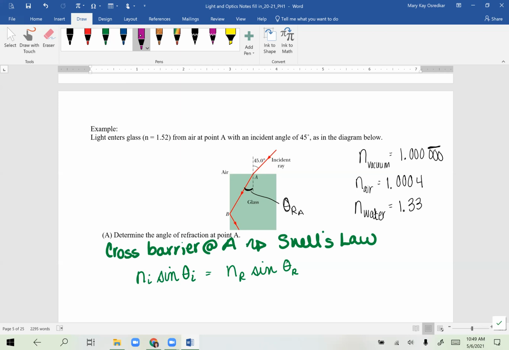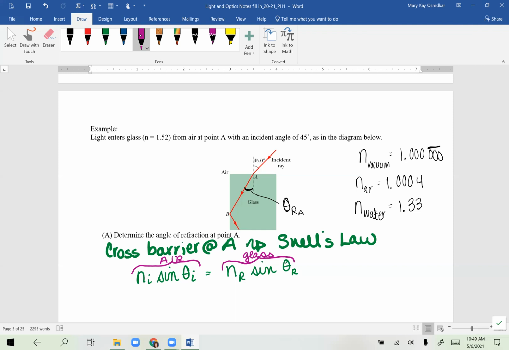That said, remember how I said I don't really like the I's and the R's because I think they're confusing? This is an Ozism. I like to say, well, my incident material is air, so I think N for air, angle in air. The refractive material is glass, so I need the N for glass and the angle in the glass. Does that help anybody? Is it incident? Is it refracted? Who cares? What you care about is air with air, glass with glass.